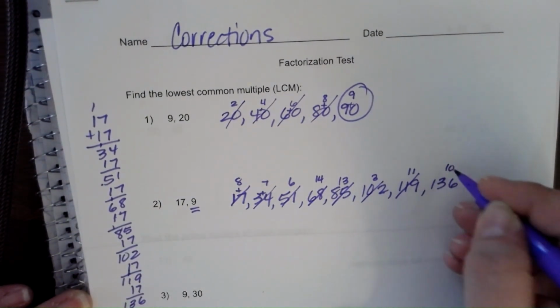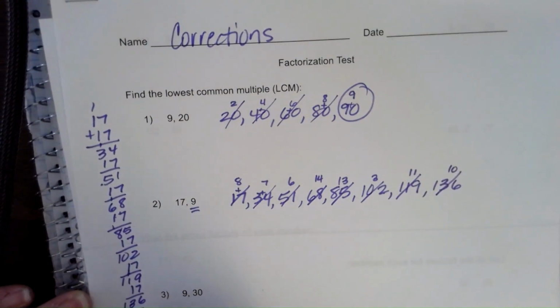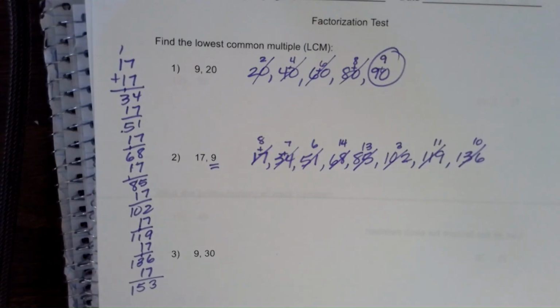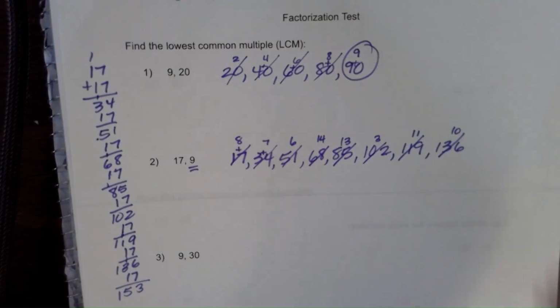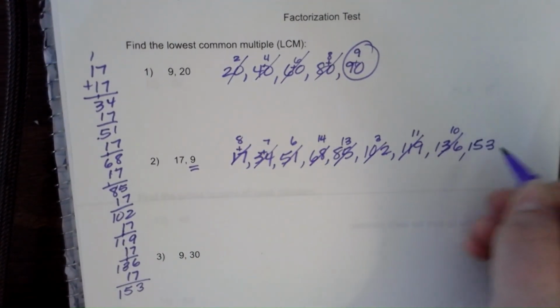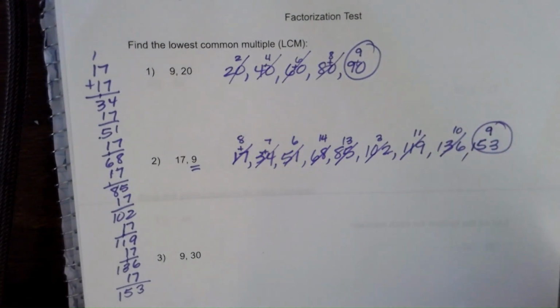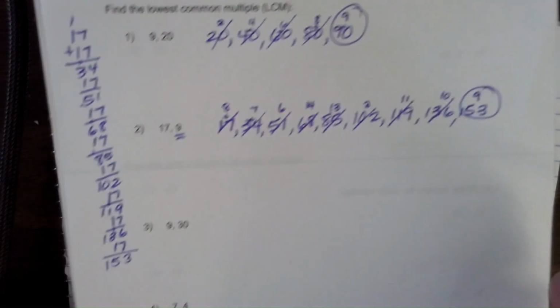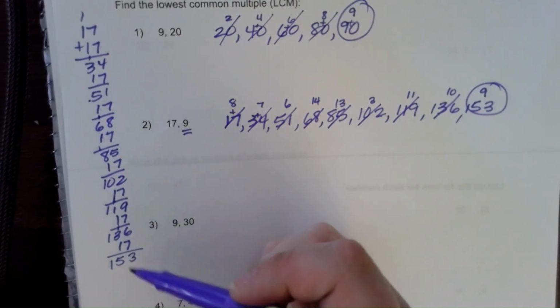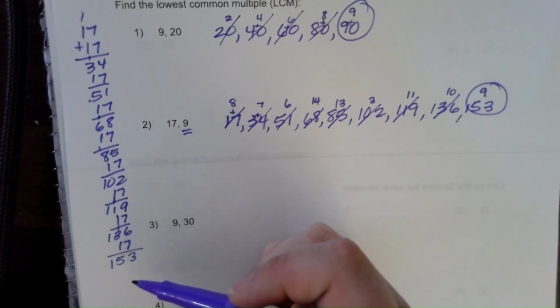Alright, so as I continue, I hit 153. 1 plus 5 is 6, plus 3 is 9. Again, winner, winner, chicken dinner. Alright, so just be careful here because this is where you're going to make your mistake most of the time.